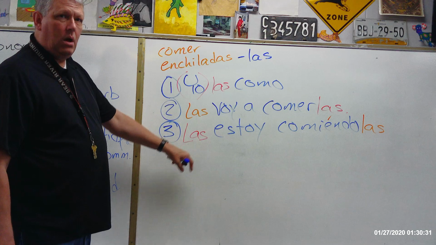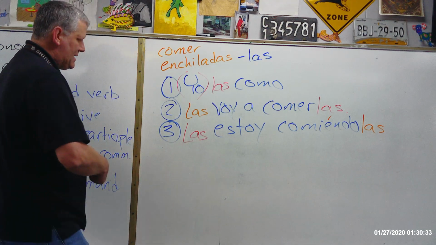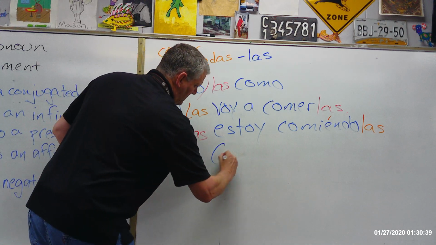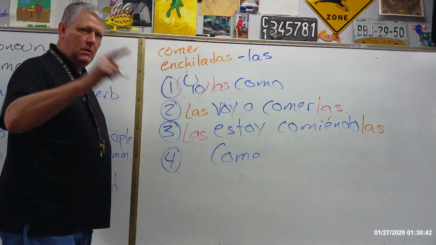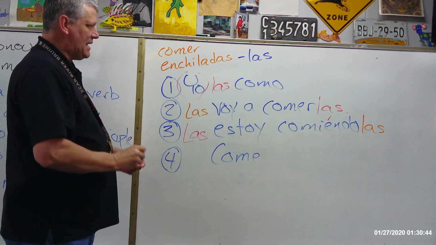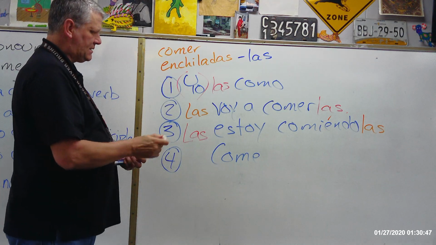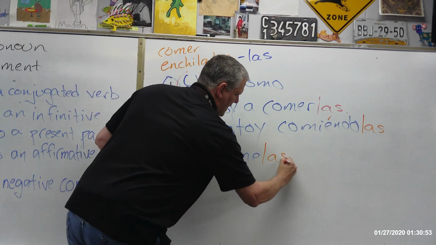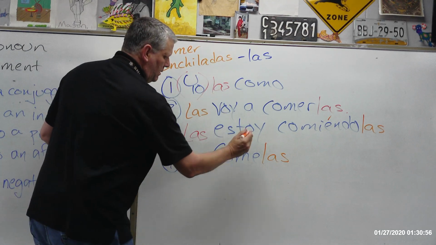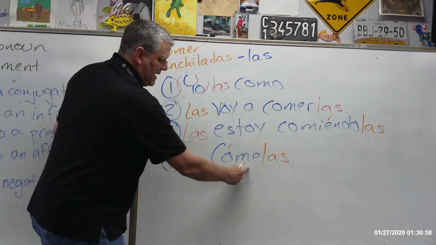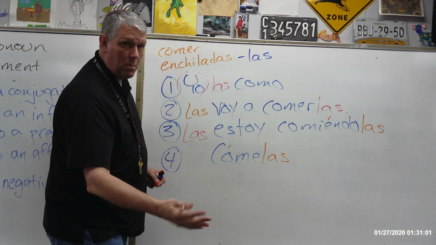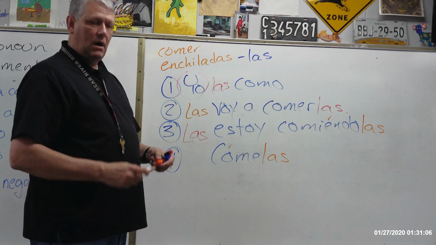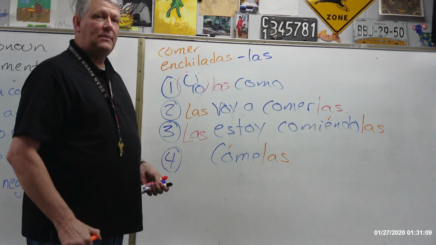That takes us to the last 2 rules, okay? Attached to an affirmative command. I'm going to use the tú command, all right? Come, eat, all right? If I wanted to say eat them, eat the enchiladas, I still have my direct object pronoun as las. I tack it right onto the end. Cómelas. Oh, got to put an accent mark. Whenever your command form is 2 syllables or more, you have to put an accent on there to maintain the original stress of the command. So cómelas would be eat them.